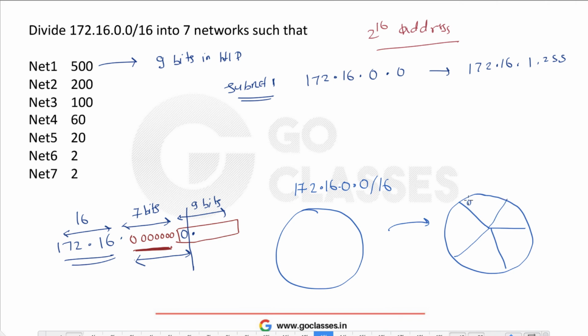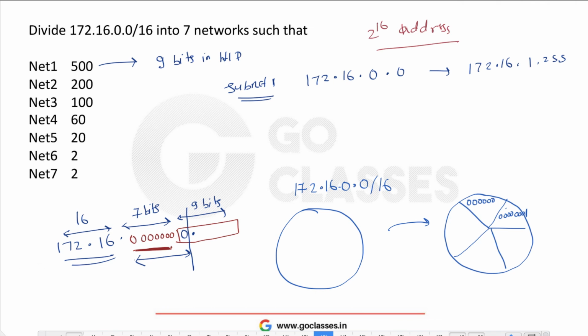So one of the subnetworks is having all zeros in this 7 bits, and then the next subnetwork will be having 0, 0, 0, 0, 0, 0, 0, 1, right? Last bit will be 1. Similarly, there are 2 power 7 subnetworks, from all zeros to all ones in these 7 bits.